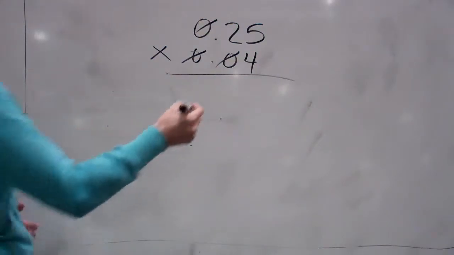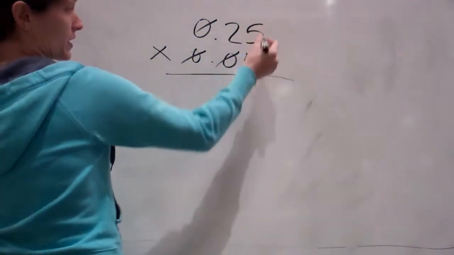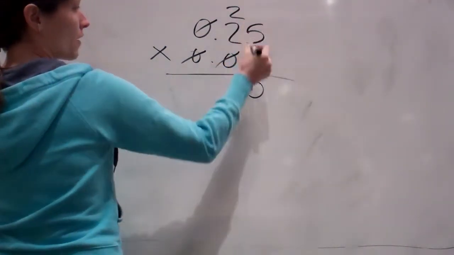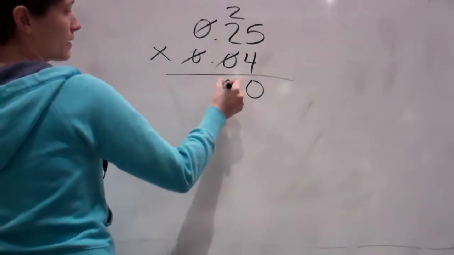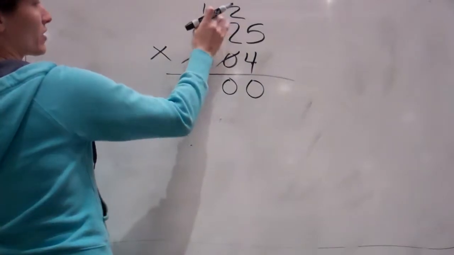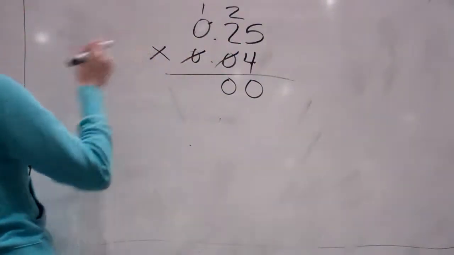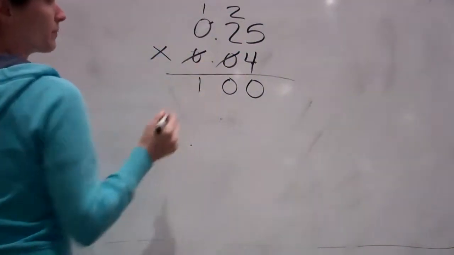So what you're going to end up doing is going 4 times 5 is 20. 4 times 2 is 8 plus 2 is 10. Okay? 4 times, you actually have to do this one. 4 times 0 is 0. Plus 1 is 1. Okay?